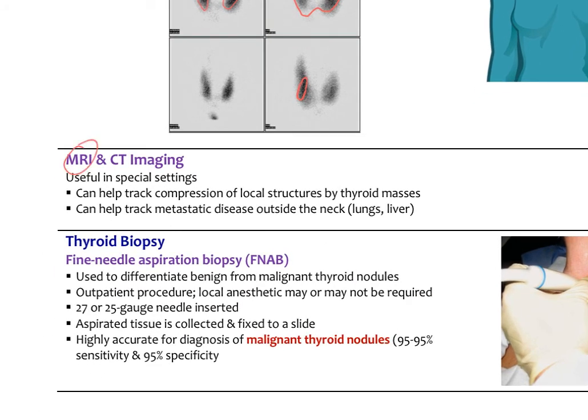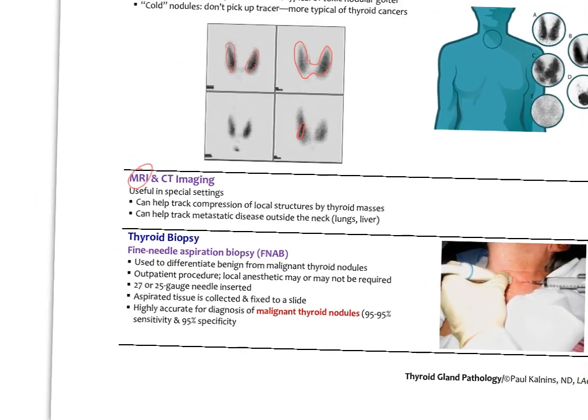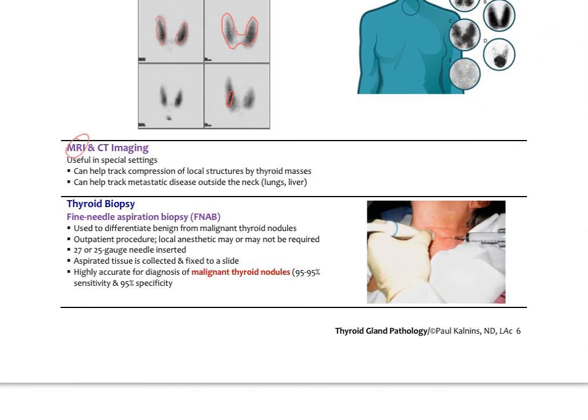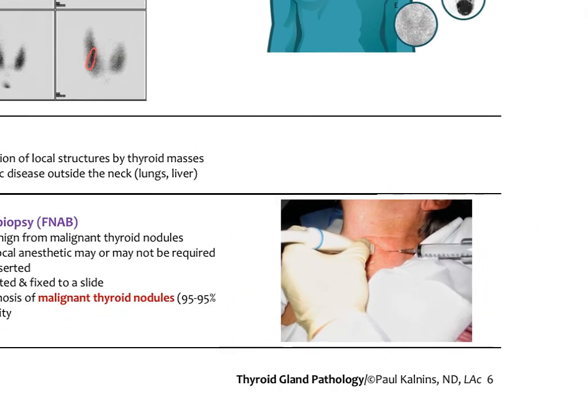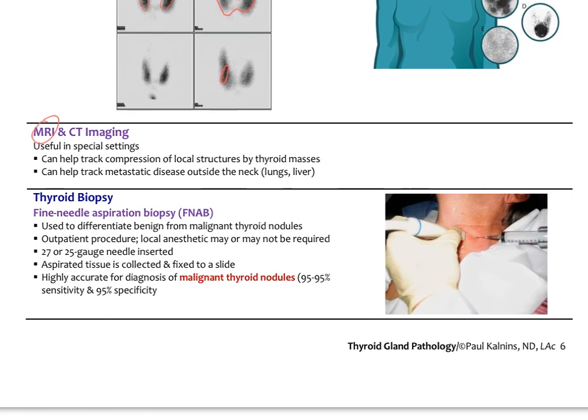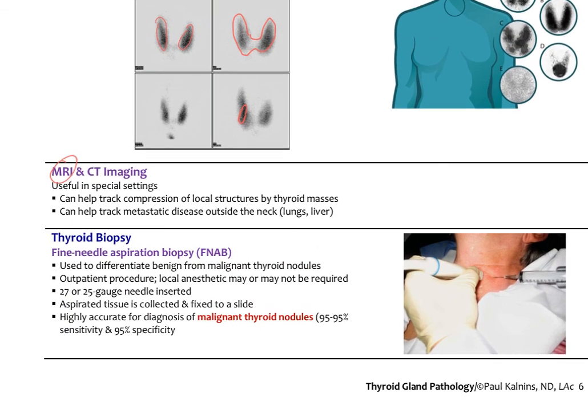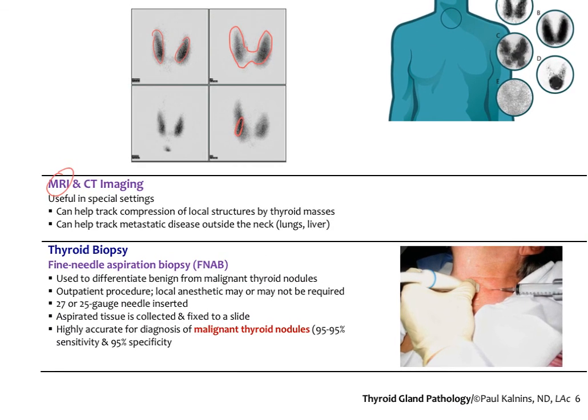And then I mentioned the thyroid fine needle aspiration biopsy, using a 27 or 25 gauge needle. With ultrasound guidance, it's going to be guided into any suspicious nodules and be able to pull out a sample of the cells and examine those. So that is our major set of thyroid assessment imaging tests.